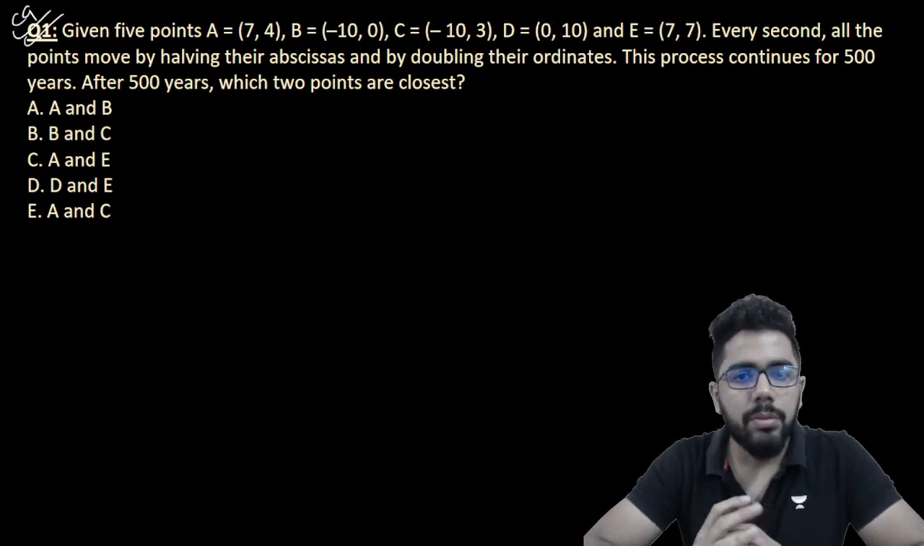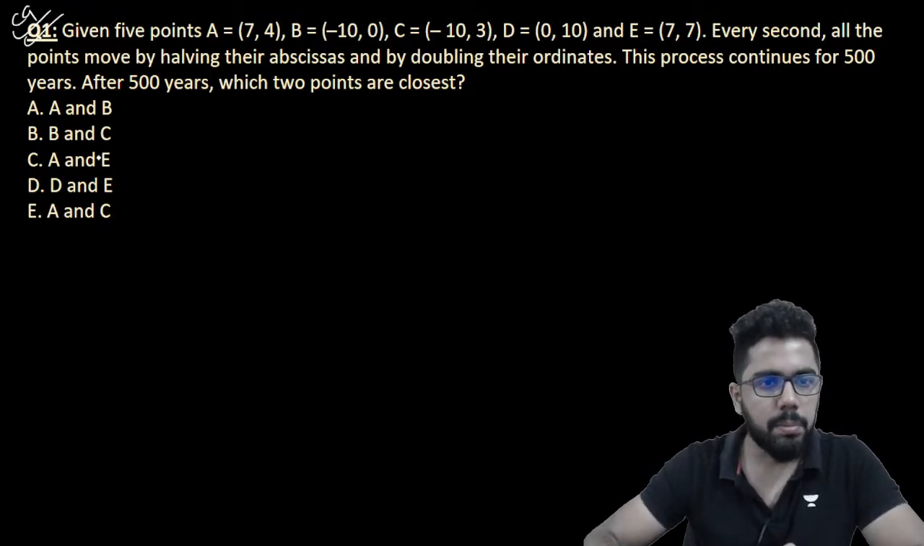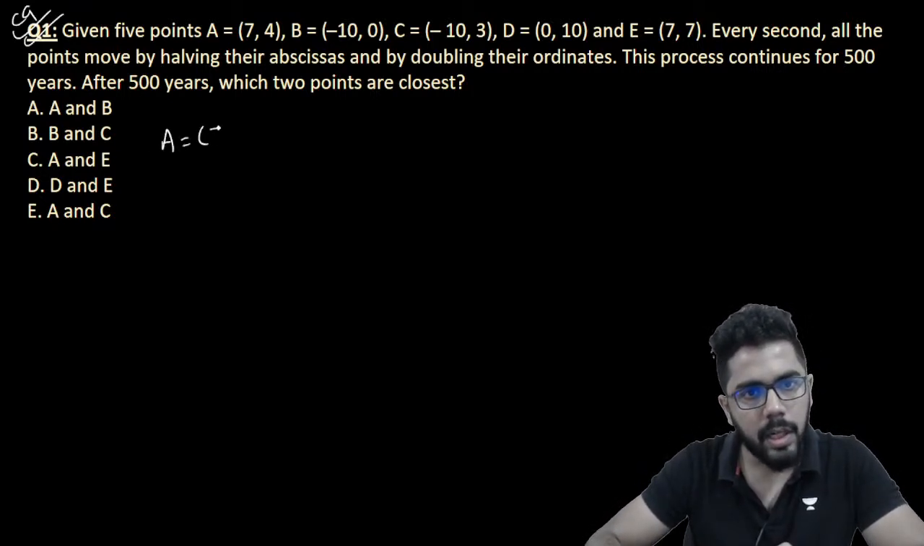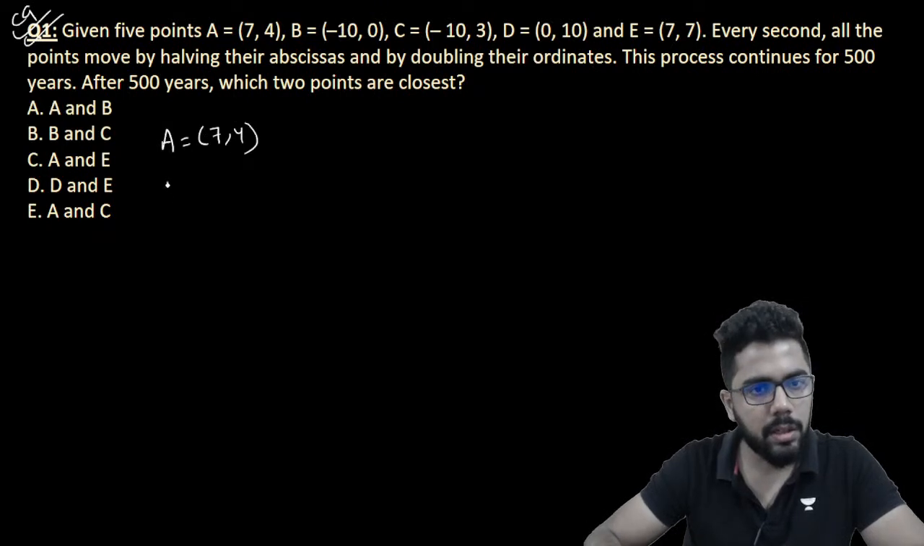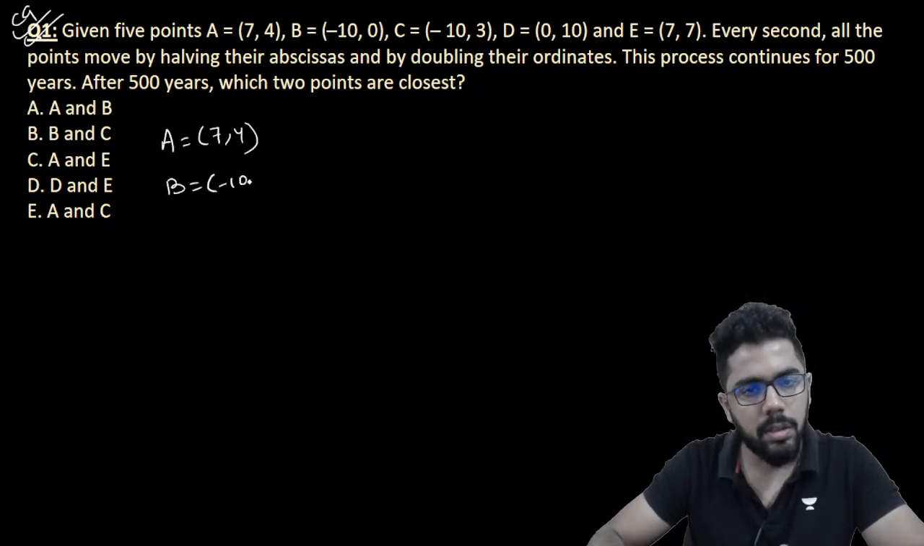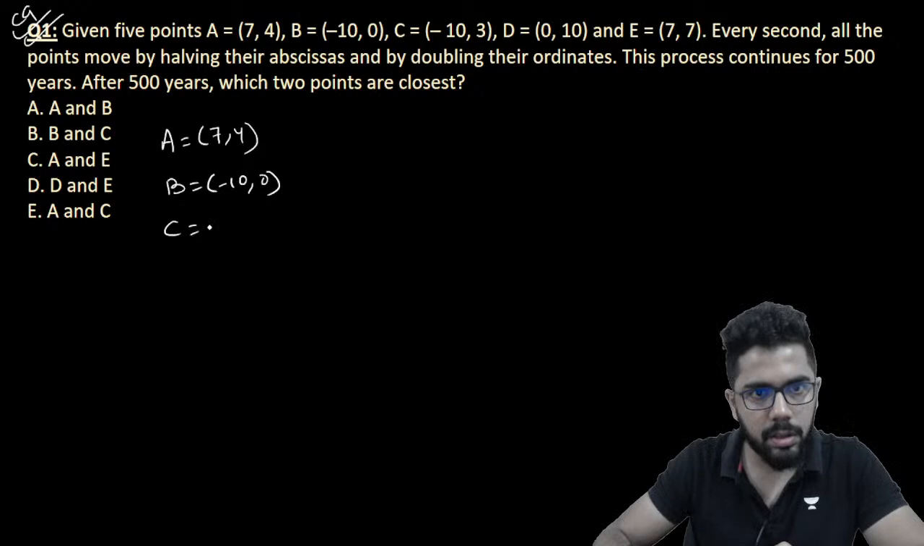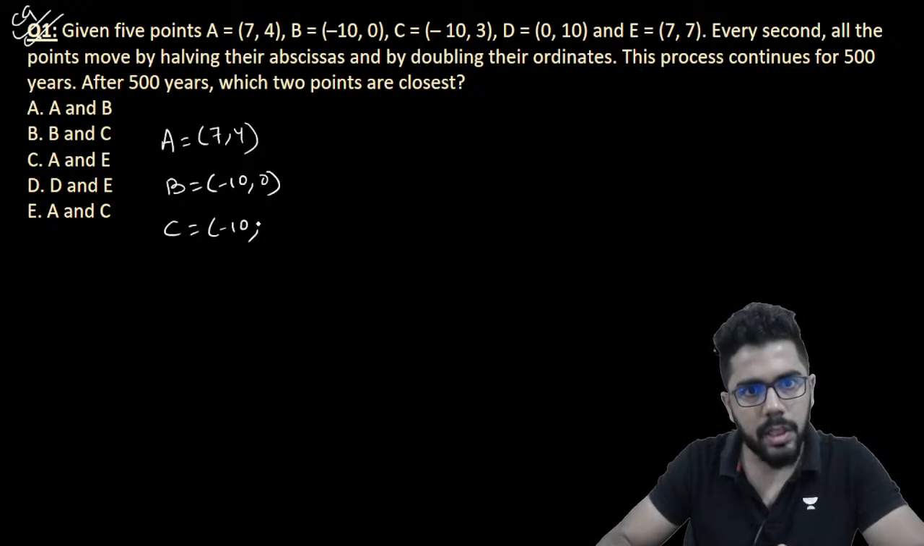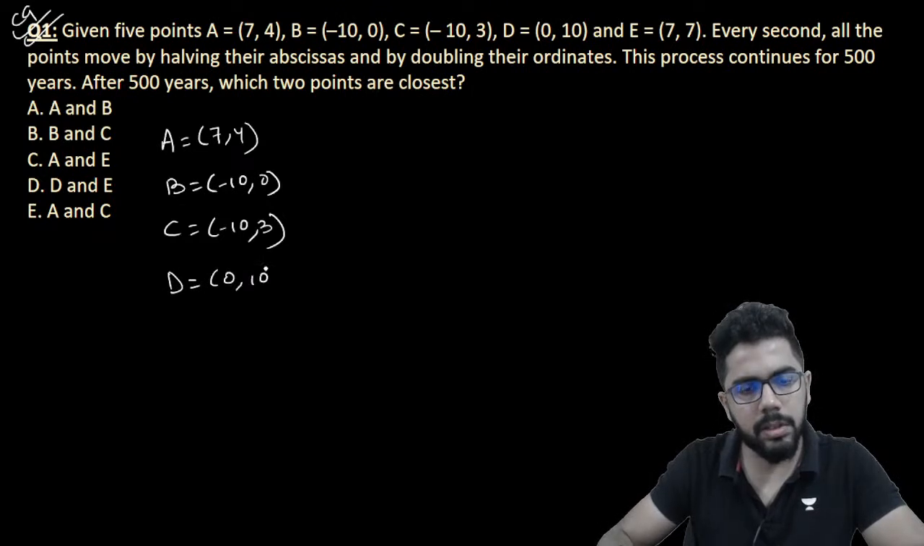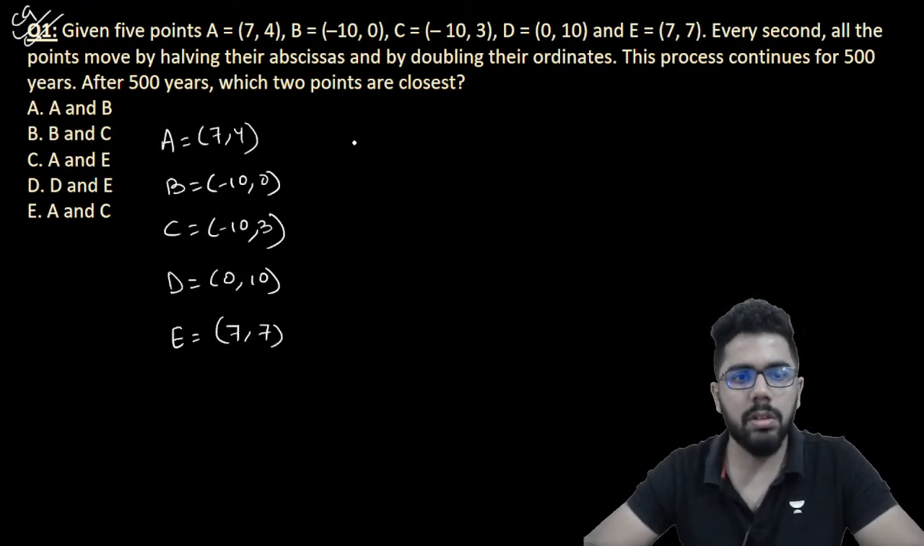5 points are given, and their coordinates are given: A, B, C, D, and E. Initially, it might look like a difficult question, but it's a very easy question. But if you skip coordinate geometry altogether, then you may not be able to solve this.